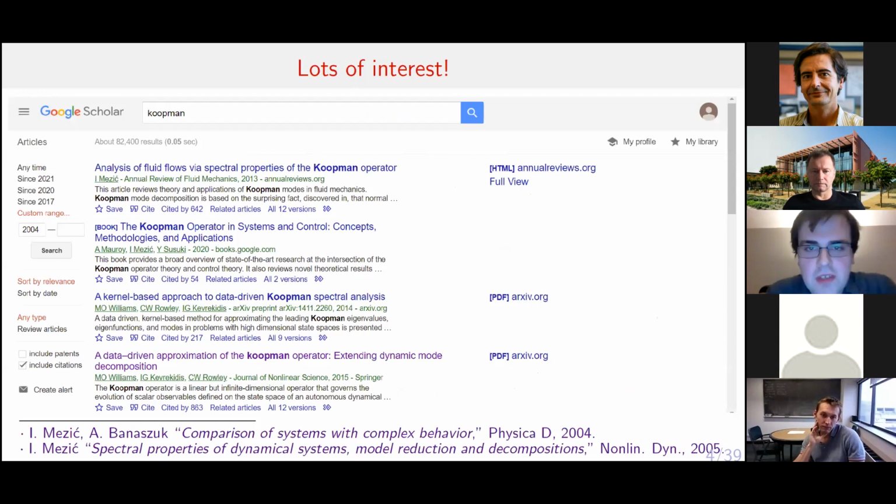There's lots of interest in this, as I'm sure lots of you are aware. So I did the fun exercise yesterday of typing Koopman into Google Scholar, and I restricted myself to since 2004. There were two breakthrough papers which really helped launch the current interest, and the first of these was in 2004. But you can see that since then there have been about 82,000 papers on Koopman operators. So it's a very hot topic at the moment.